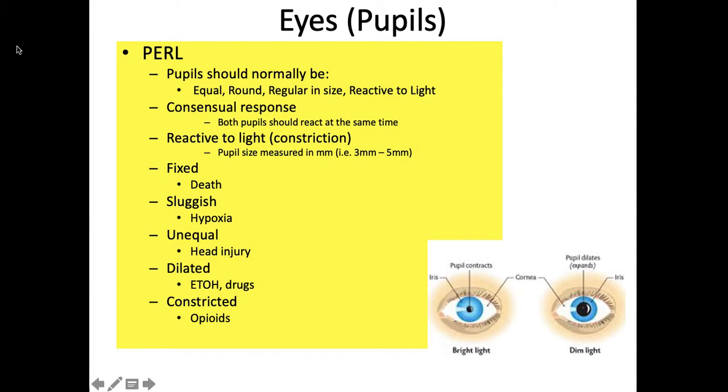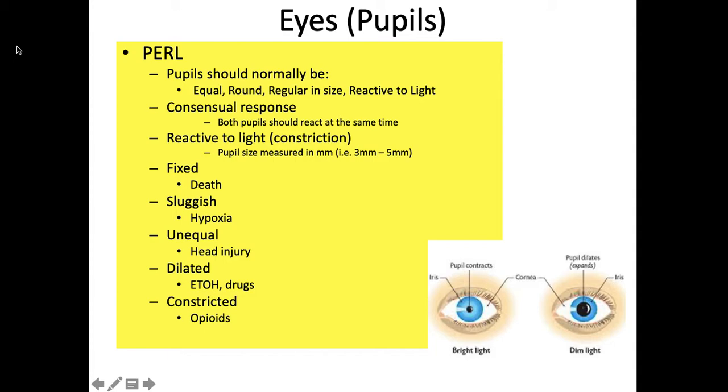Dilated pupils are very common with alcohol intoxication and also drugs like amphetamine-like drugs, cocaine, methamphetamines, things like that will cause dilation of the pupils. Big pupils, 8 millimeter pupils. It's kind of funny to watch.